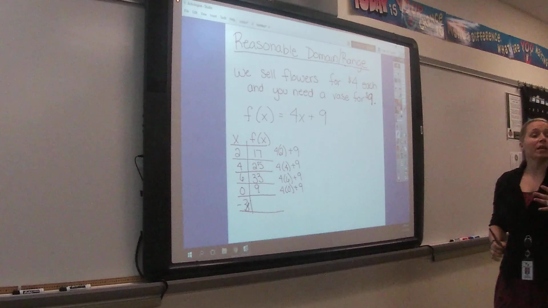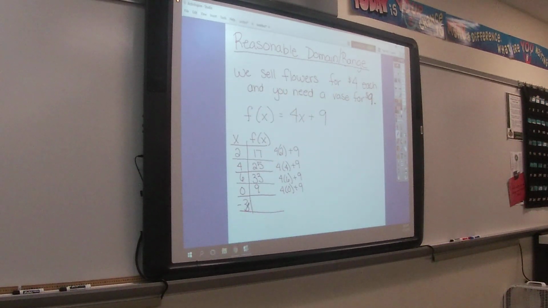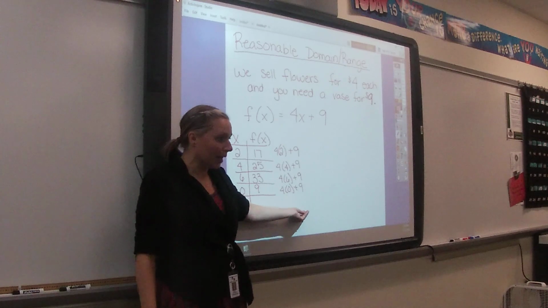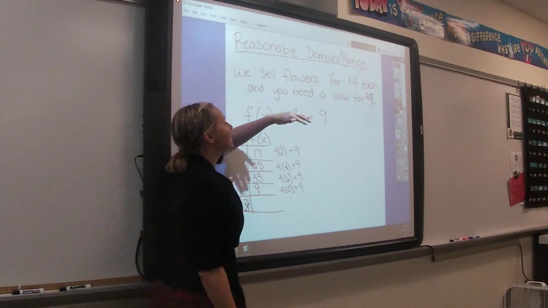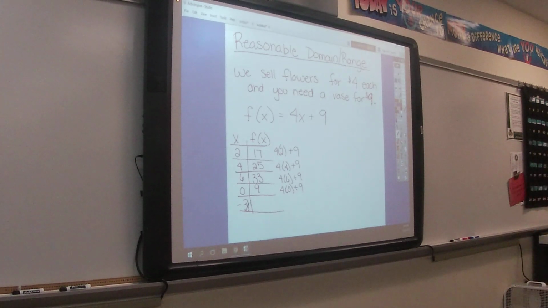Okay, this is where we want to talk about what's reasonable. What is a reasonable domain? Is it possible for me to plug in an x value of 0 and an x value of -3? Well, absolutely, right? I mathematically can do them. There's no math limitations to me doing it. But does it make sense for the situation that we're talking about? Does it make sense for you to say, yep, Jesus, you owe my flower shop $9 because you bought no flowers? Well, no, right? That's not a realistic situation.